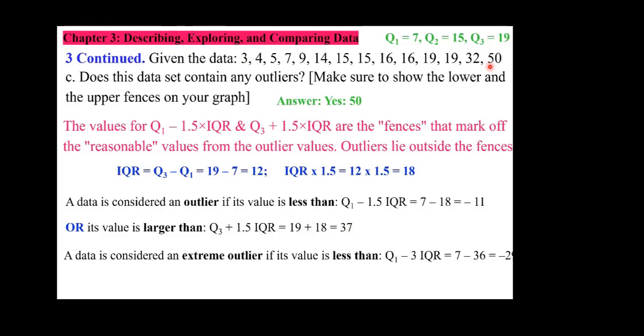As far as extreme outlier, in case you come across it somewhere, instead of 1.5 times IQR, they use 3 times IQR. So Q sub 1 minus 3 times IQR, which is 3 times 12, which is 36, or minus 29. So that's how we come up with 36. 12 was IQR times 3. Now we're going to add this to Q sub 3, anything larger than 55. According to that, we don't have an extreme outlier, just for the sake of argument.